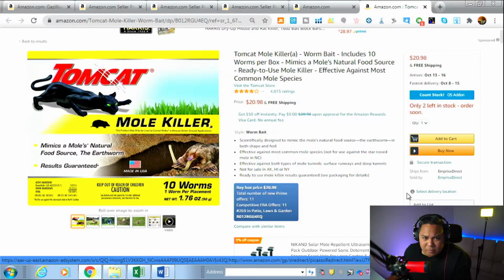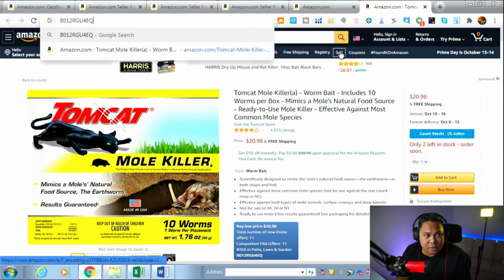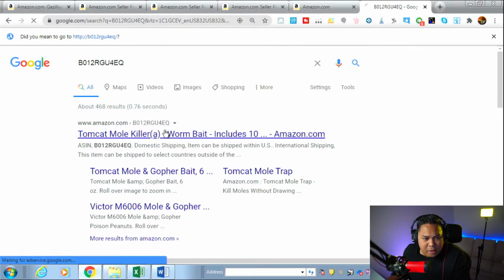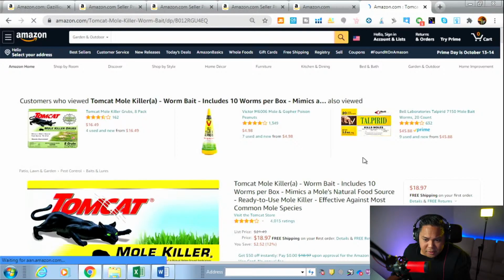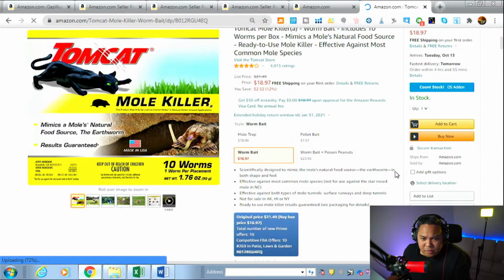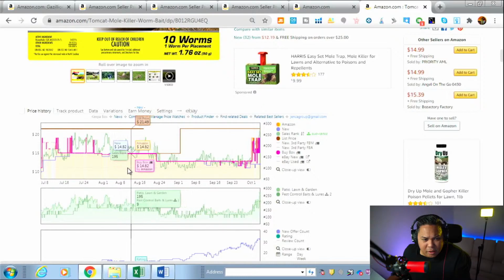Oh, you know what? We're still looking at the seller's listing. So we'll just type the ASIN into our internet browser. Then it should pull up a listing with all the FBA sellers. See, it is shipped and sold by Amazon. So Amazon does sell this. And looking at the Keepa history, looks like Amazon sells it consistently.